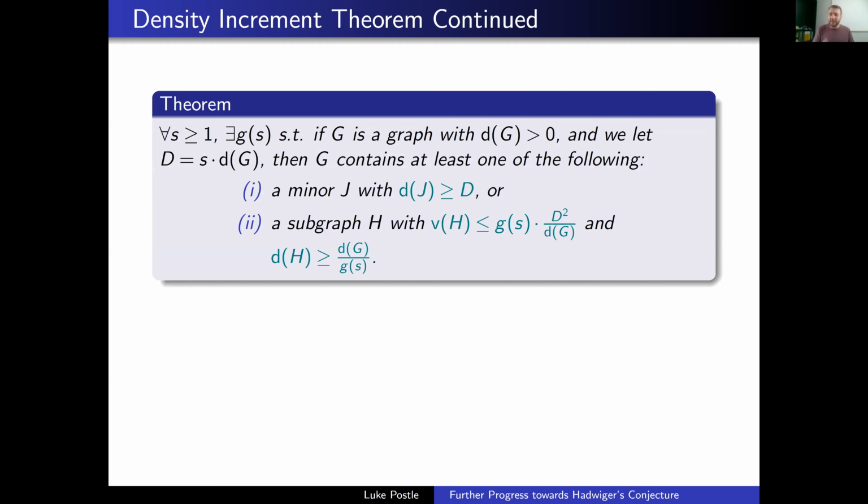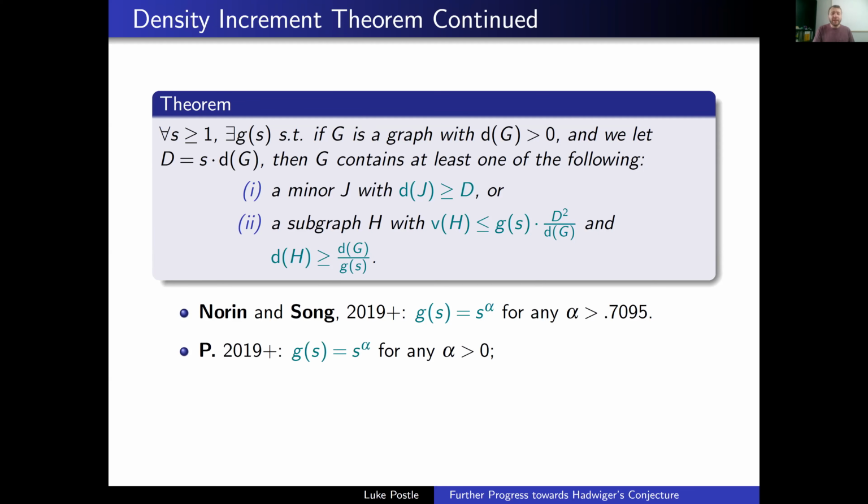And so what is g(s)? This doesn't make any sense until I tell you what g(s) is. Well, Norin and Song had actually shown that you could take g(s) to be s to the alpha for any alpha greater than 0.7095. And they used that in their proof to get the 0.354. And then I had improved this to g(s) being s to the alpha for any alpha greater than 0, and that's what gives you the Porter proof. And more specifically, you get something like 2 log s to the 2/3 plus 1 there, and that would then translate to a 2 log T to the 2/3 in the Hadwiger bound.